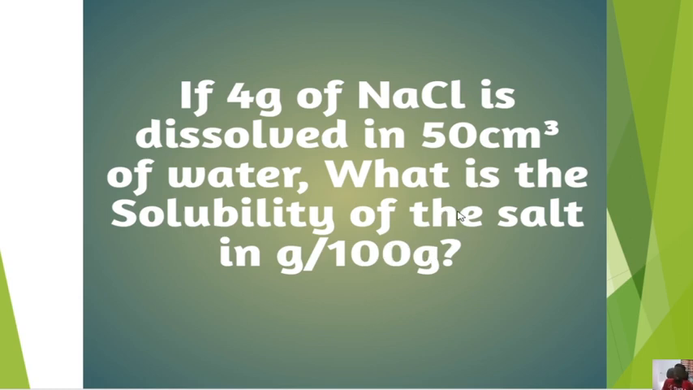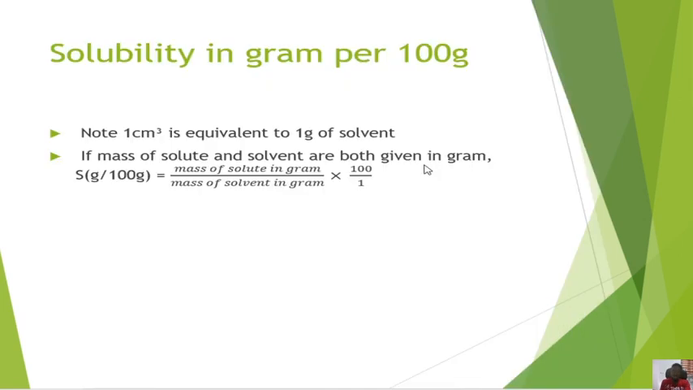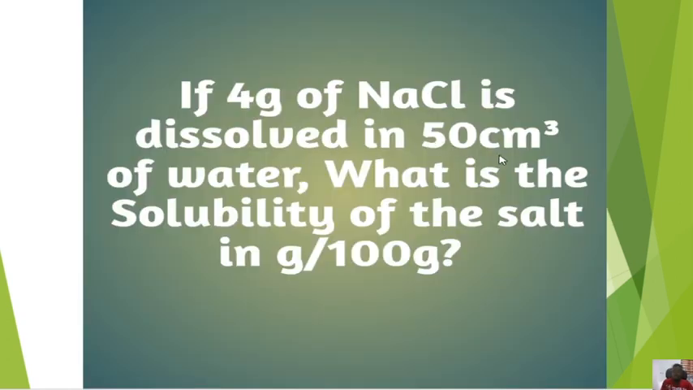It's quite simple. If 4 is in 50, the implication is that 8 should be in 100. Why? We are saying that 50 cm cube is equivalent to 50 grams. As I said, 1 cm cube is equivalent, not equal, but equivalent. You can use it in place for solvents. So 50 cm cube, we can say is 50 grams. If 4 is in 50 grams, how many will be in 100?